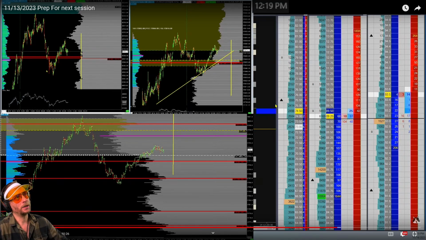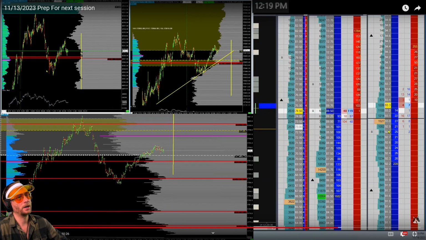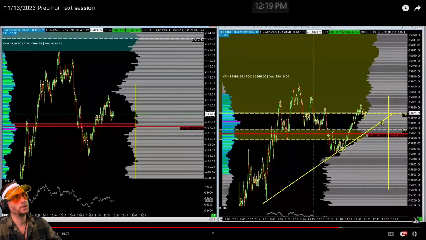So we get into it and it gets sloppy. It doesn't do what I want it to. Russell rips up, so the offers are kind of weak, and Russell's cycling from this low node up, which is good.